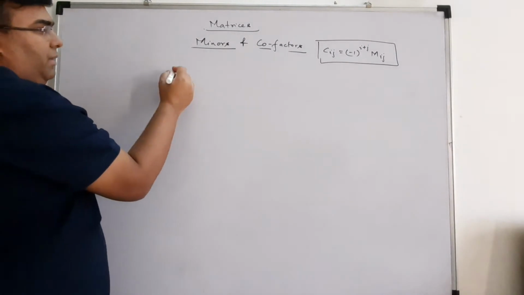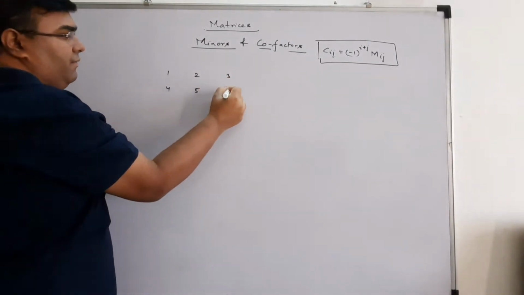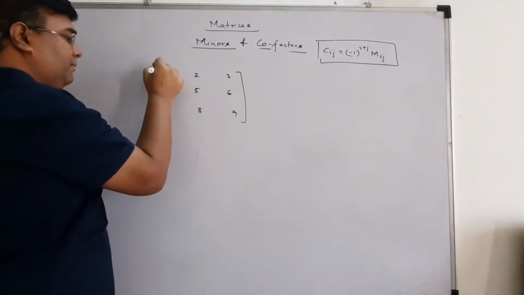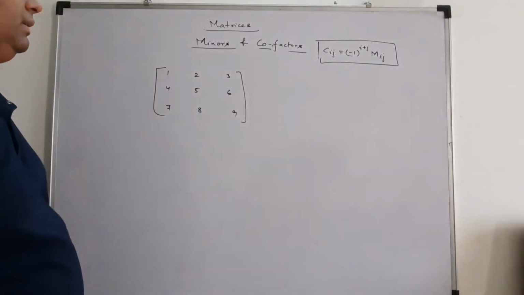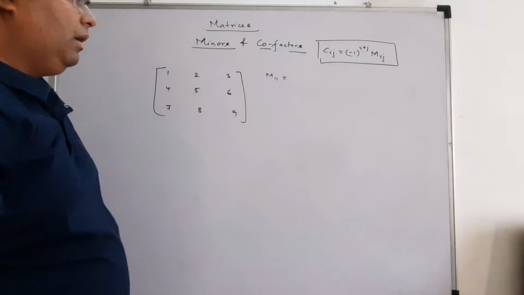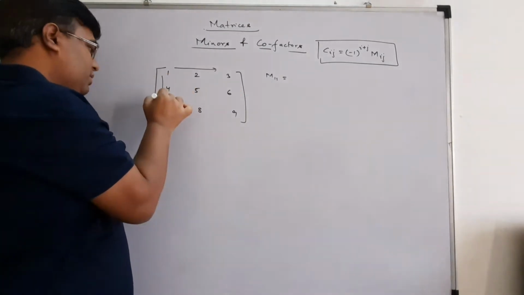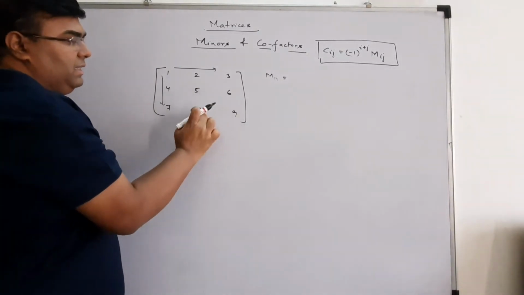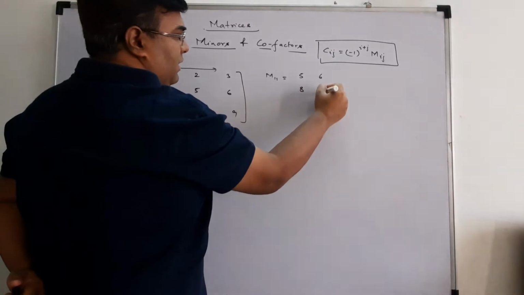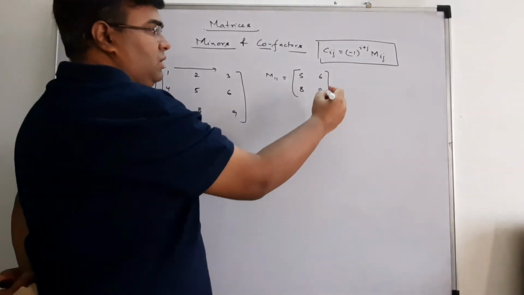Let's say my 3 by 3 matrix is 1, 2, 3, 4, 5, 6, 7, 8, 9. So what is my M11? I am leaving the first row and first column. What is left? 5, 6, 8, 9. Write it like this: 5, 6, 8, 9. Now we know how to calculate the value of this, which is what?